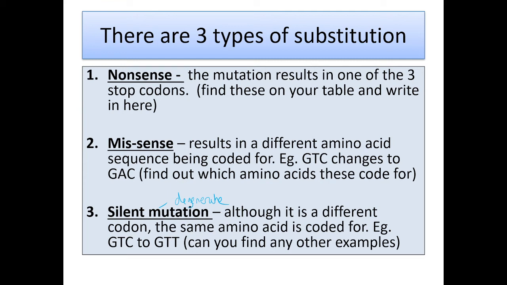So if your codons are GTC and GTT, that would actually be the same amino acid. So it's still a mutation. You've still got a random change to the DNA, but because it's exactly the same amino acid, it's therefore going to have no effect on the resulting protein. So yay, well done, degenerate code. It actually gives us a bit of protection against a mutation.